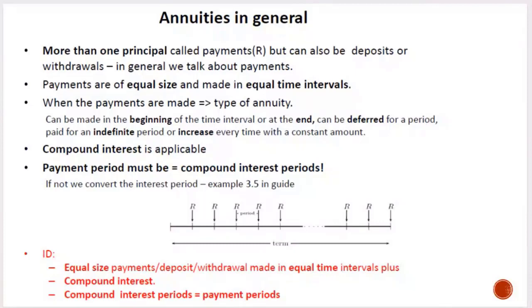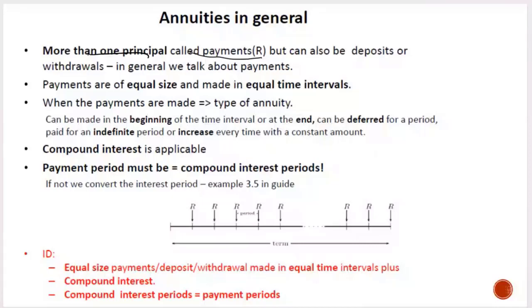So now the definition of an annuity is when you've got more than one payment, so many payments. These are called the payments. I'm going to use the notation R. It can be deposits or withdrawals. It can be withdrawing every month on a specific investment. That is an annuity.